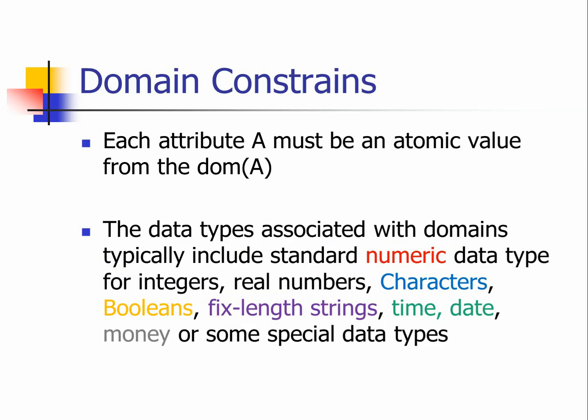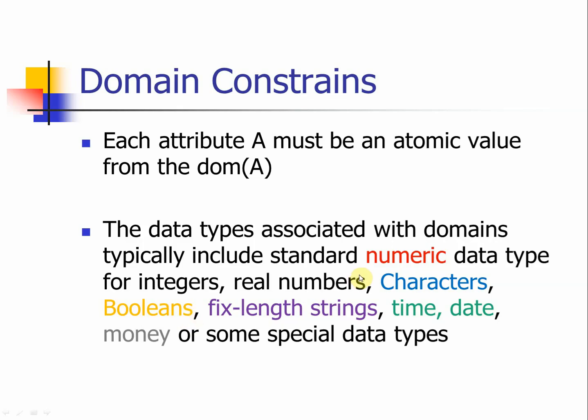The data type associated with the domain typically includes the basic data types that we understand in our programming languages. They include numerical data types for integers, real numbers, decimal numbers, floating numbers, precise numbers. Those are the numbers or data types that we understand. It can also be characters. It can be Boolean, it can be fixed length strings, time, date, money, etc.